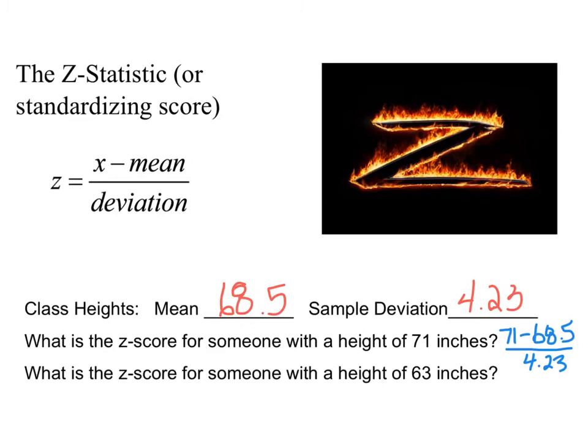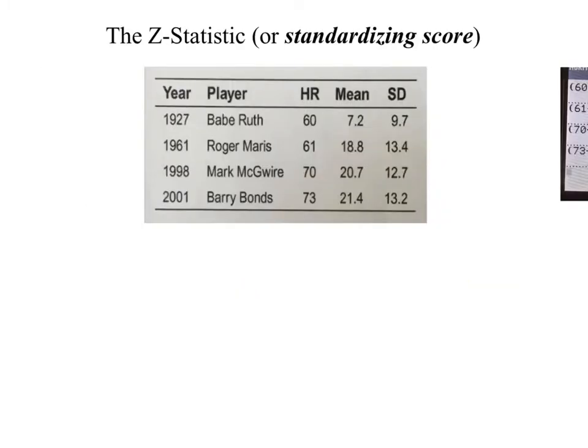So the Z-score for someone with a height of 63 would be 63 minus 68.5 divided by 4.23. And you'll notice this answer will be negative, and that's because this person was below the average. They were deviations under average. Let me show you another example with this, and that I think will explain why it's called the standardizing score. So this is the Z-Statistic.